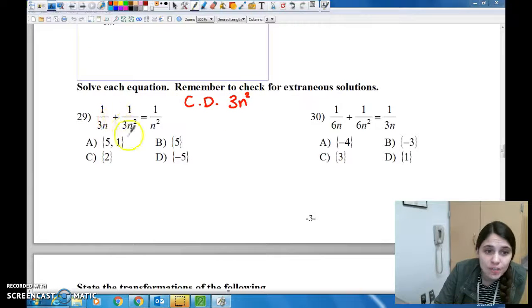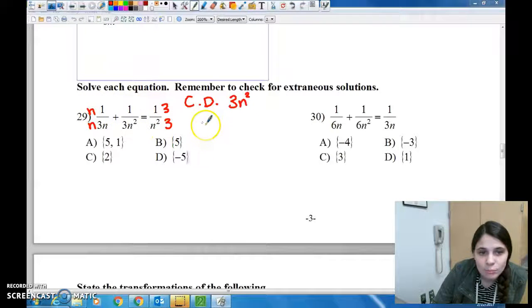So I need to make each of these denominators have a denominator of 3n squared. So to get this 3n to be 3n squared, I need to multiply it by an n. So I'm going to multiply this by n over n. This denominator is already 3n squared, so I'm done with that one. This one has the n squared part, but it's missing the 3. So I'm going to go ahead and multiply. n times 1 is just n over 3n squared. And then plus 1 over 3n squared equals 1 times 3 is 3 over 3n squared.